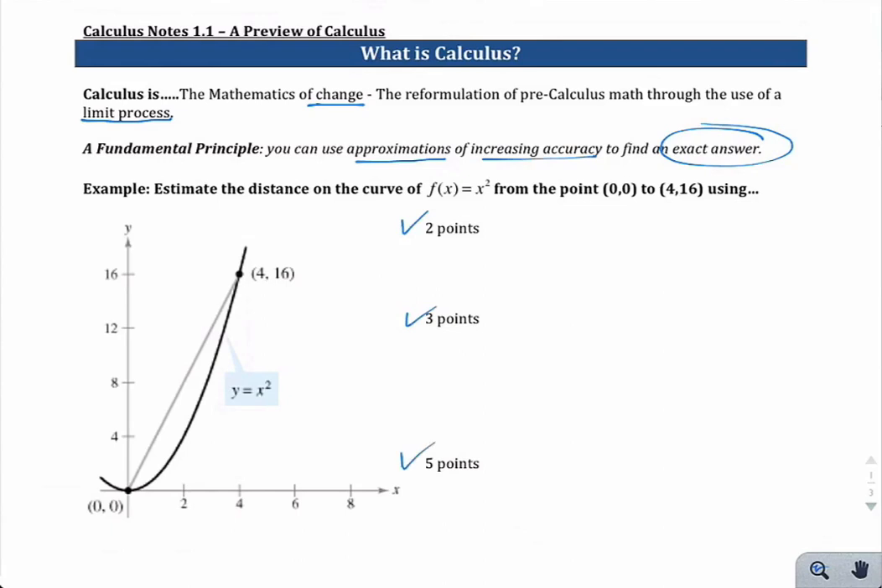So here's what we're trying to do. We're trying to find the distance from (0, 0) along the curve of f of x equals x squared up to the point (4, 16). So we want to find that length.